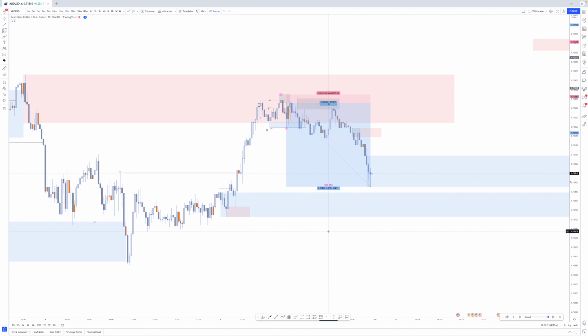All right, and I wanted to break down this trade for you guys, for anyone who did not catch this, but also just to show you guys what you can expect when you join the mentorship program.